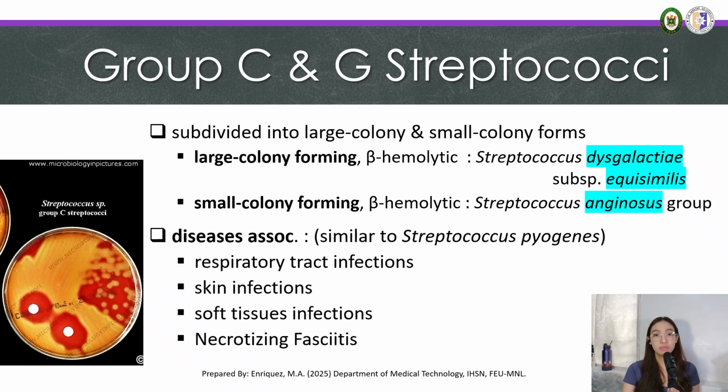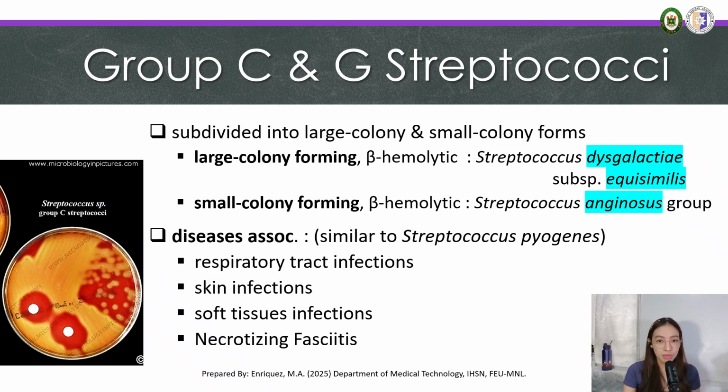Proceeding with the next group, Group C and G Streptococci, which are subdivided into large colony and small colony forms. Large colony forming beta hemolytic isolates belong to Streptococcus dysgalactiae, subspecies equisimilis. Meanwhile, the small colony forming beta hemolytic isolates belong to the Streptococcus anginosus group, which is also included as a viridans streptococci, but we'll talk more about that later.